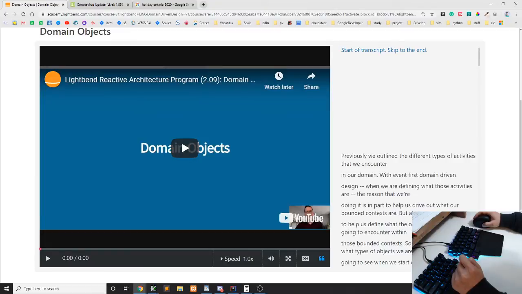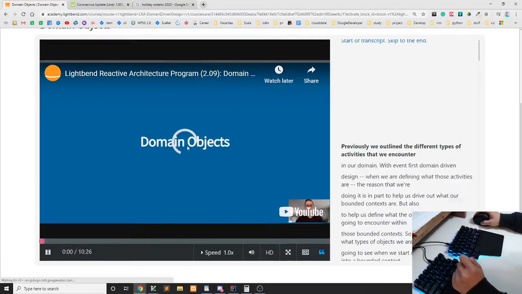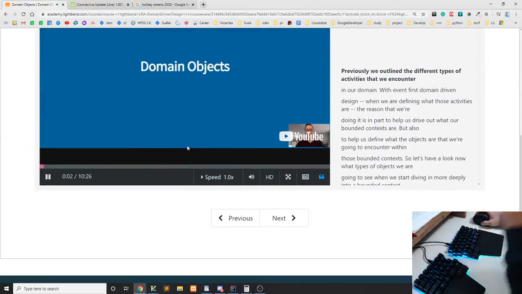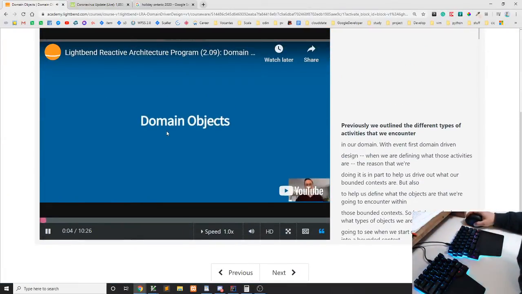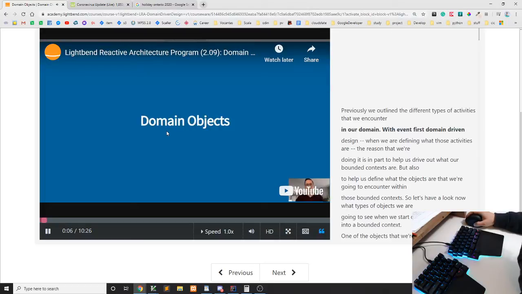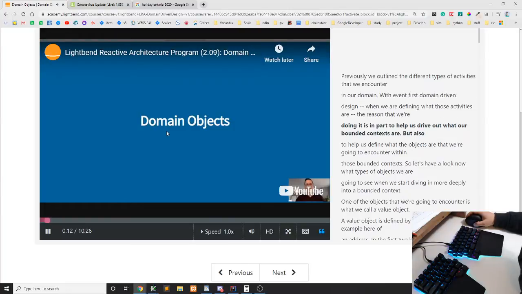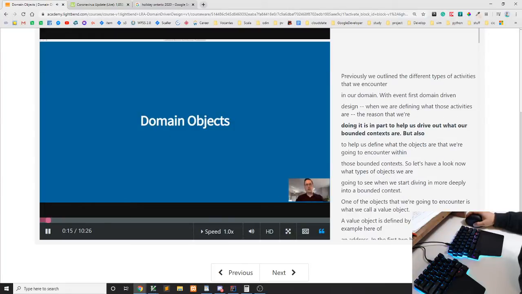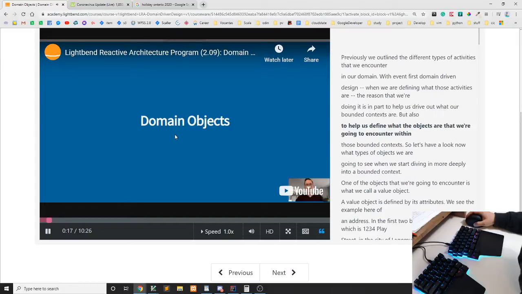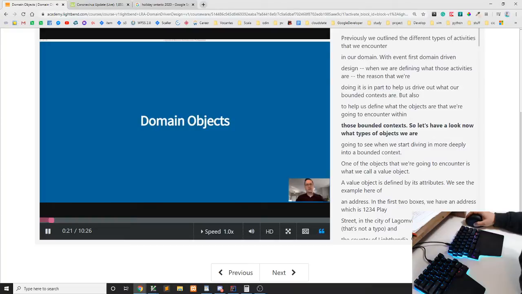So let's look at the domain objects. Previously, we outlined the different types of activities that we encounter in our domain. Now, with event-first domain-driven design, the reason we define what those activities are is in part to help us drive out what our bounded contexts are, but also to help us define what the objects are that we're going to encounter within those bounded contexts.